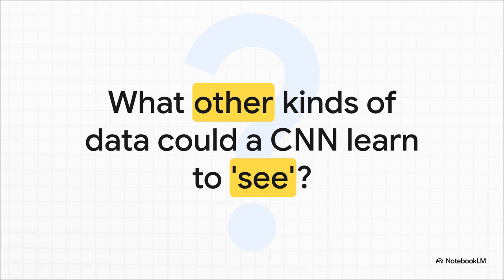And that leaves us with a really mind-bending thought to end on. If a CNN is just a master at finding patterns in a grid, what else could it see? It's not just about images. You can turn sound waves into a grid, or financial data, or even language. Anything that can be represented as a structured grid is a whole new world just waiting for a CNN to come in and find its hidden patterns.